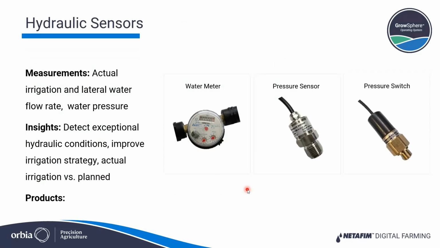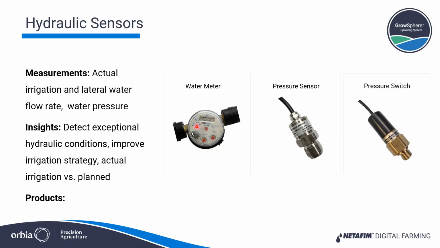The fourth group, the hydraulic sensor, the actual flow rate and quantity, and the water pressure. It will provide actual irrigation information versus planned irrigation and will indicate if the planned irrigation was fully implemented. It will improve irrigation strategy, detect exceptional hydraulic conditions over and under flow rate. It might indicate also drip clogging if you have a change in the pressure, or the opposite, if an animal or machinery has defected or torn the pipeline, you will also be able to see it.